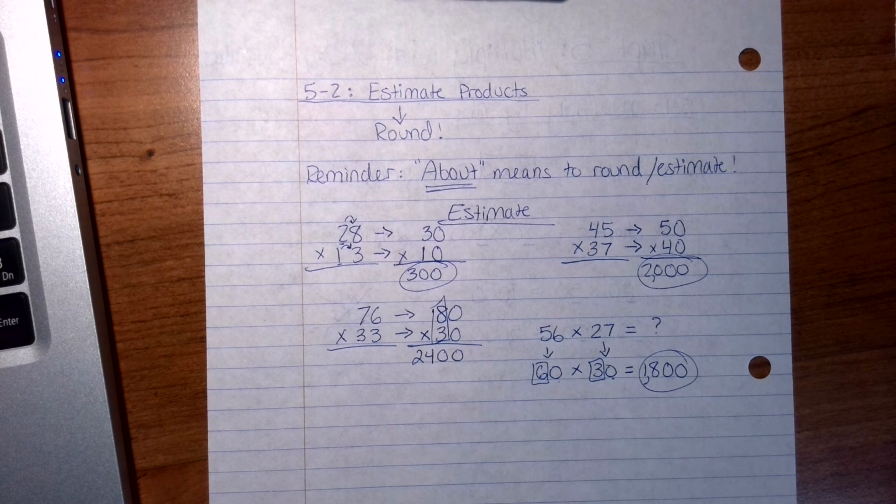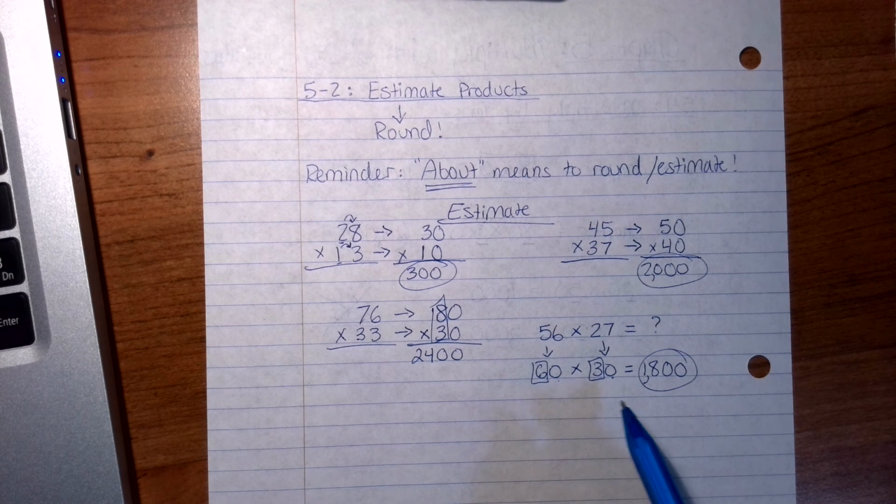So no matter how it's written, we're going to look for our basic fact after we round. We're going to multiply our basic fact, and then we're going to add on however many zeros are in our problem to the end of our number. Okay?